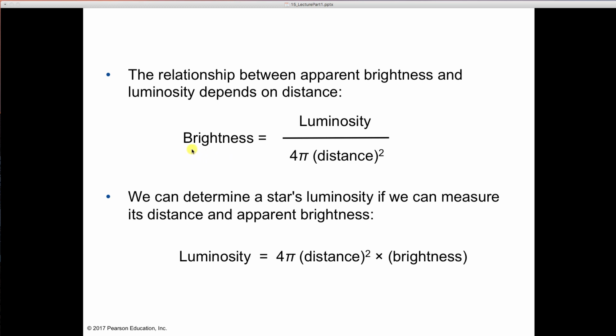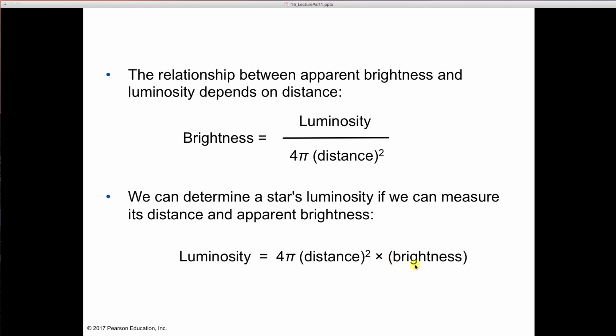So brightness, how bright the star looks, is the energy every second the star gives off divided by the area of a sphere that has a radius equal to your distance. And so the area is 4 pi distance squared. If you take this equation and multiply both sides by 4 pi distance squared, you get that the luminosity of the star is 4 pi times the distance squared times the brightness that the star appears to be.